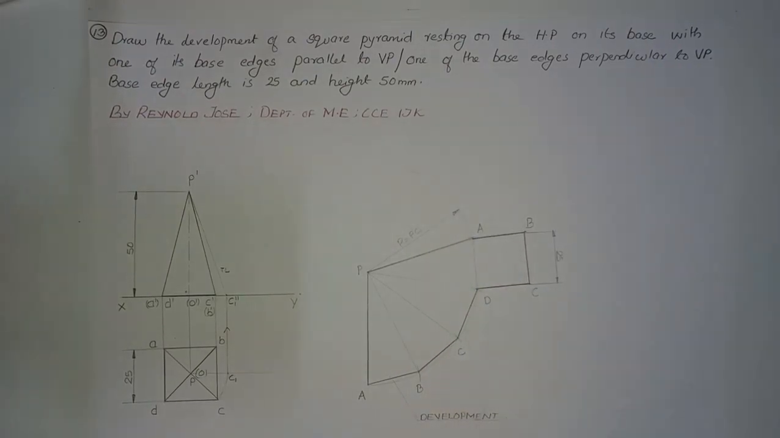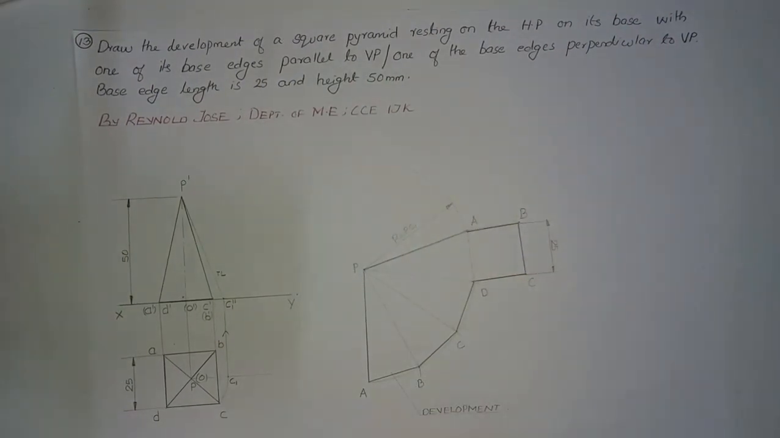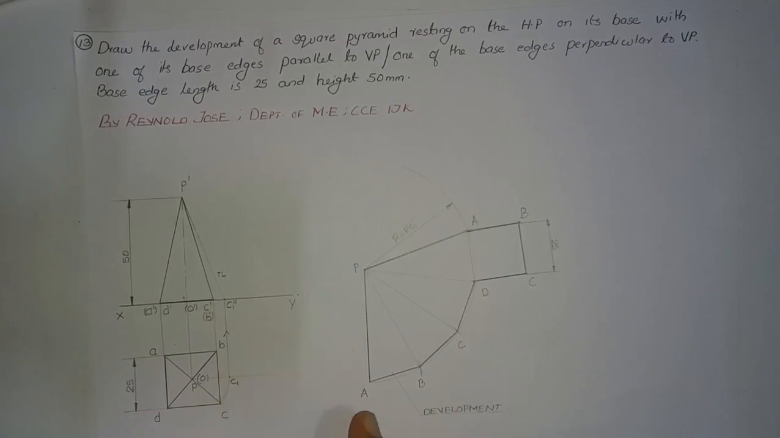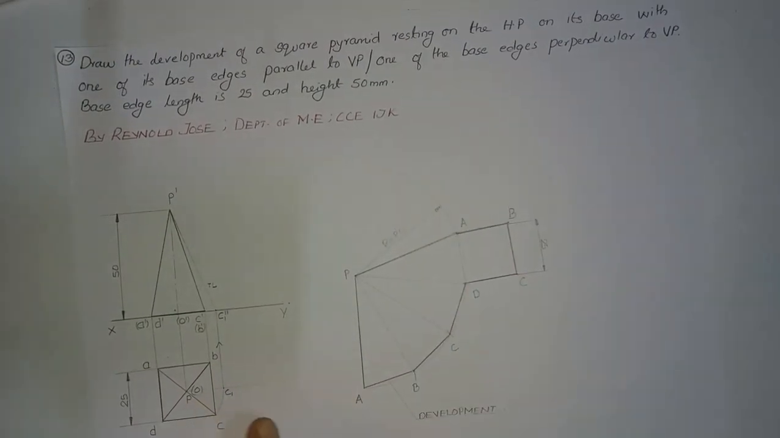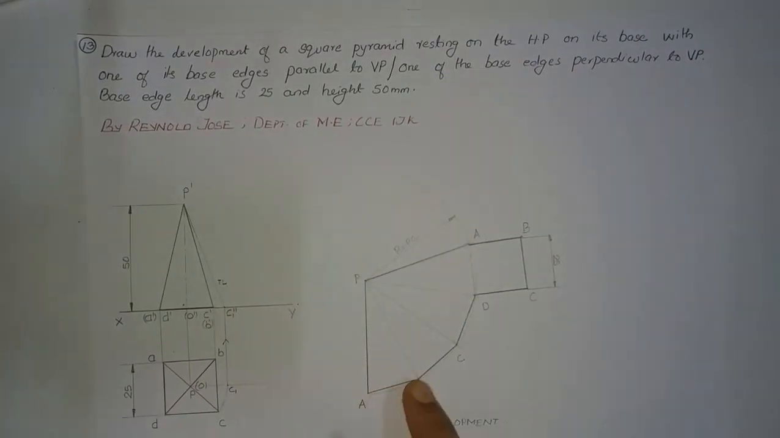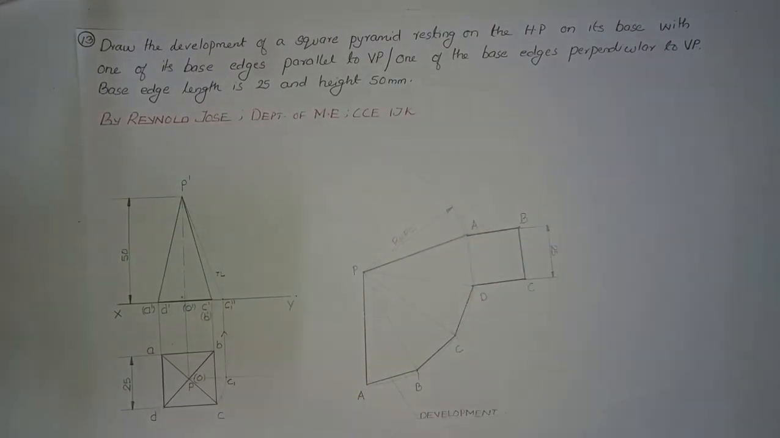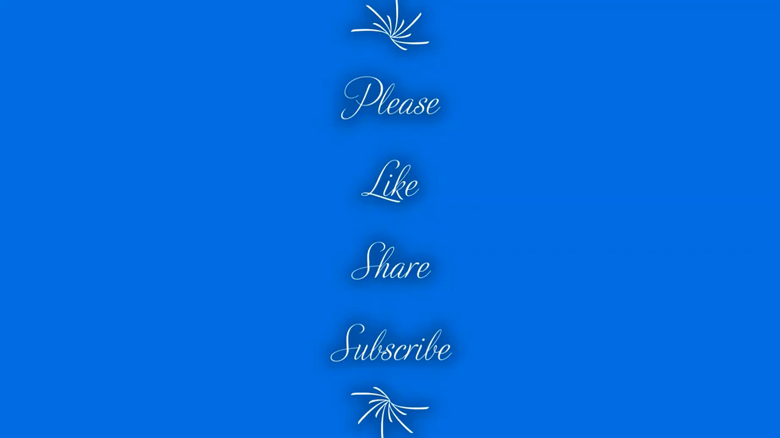On the right hand side, we have marked point P. We just extended it vertically downwards using this 53 mm. Then we have drawn an arc with radius 53. Then we have cut 4 arcs with base edge length 25. So 1, 2, 3, 4. Then we named A, B, C, D, A. Again, we have joined lines PA, PB, PC, PD and PA. Then we joined AB, BC, CD and DA. And later on we have constructed the base also. So this is the development of a square pyramid.